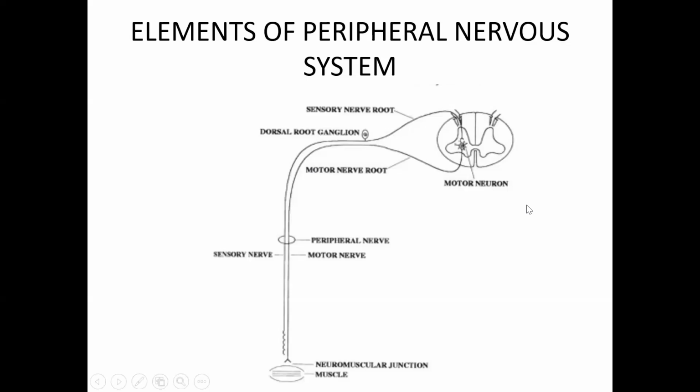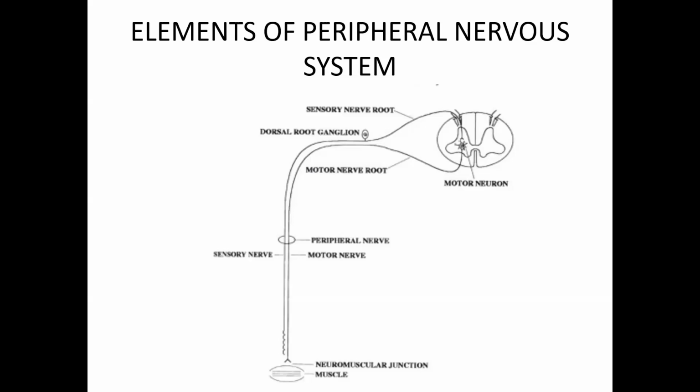The cross section of spinal cord with the anterior horn cells and posterior horns. From the anterior horn cells, the motor neuron, that is the radicle, comes. From the posterior horn, the sensory nerve root comes. Both join to form a spinal nerve. And then it comes to the peripheral nerve. It has both motor nerve and sensory nerve, to the neuromuscular junction, to the muscle.